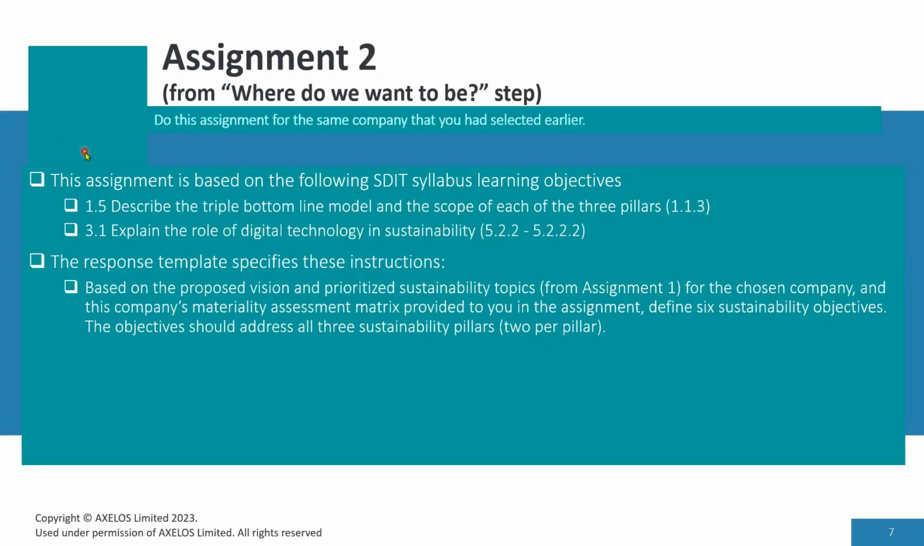Continuing with the same company that you selected earlier, and based on the information you derived in assignment 1, you need to do assignment 2. And the second main bullet here mentions the response template specifies these instructions. This is what you have to do for assignment 2. Based on the proposed vision that you derived in assignment 1 and the prioritized sustainability topics from assignment 1 for your chosen company, and this company's materiality assessment matrix provided to you in the assignment itself, define 6 sustainability objectives. The objectives should address all the 3 sustainability pillars. Which means 2 per pillar will make it a total of 6 objectives in all.